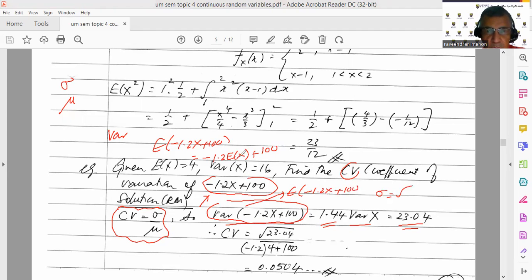And I've done it here for you. Expected value of x is given as 4, so minus 1.2 times 4 plus 100. You'll work out the value. This is in your denominator. This is your numerator. Don't forget the square root, yeah? Use a calculator and you'll get 0.0504.